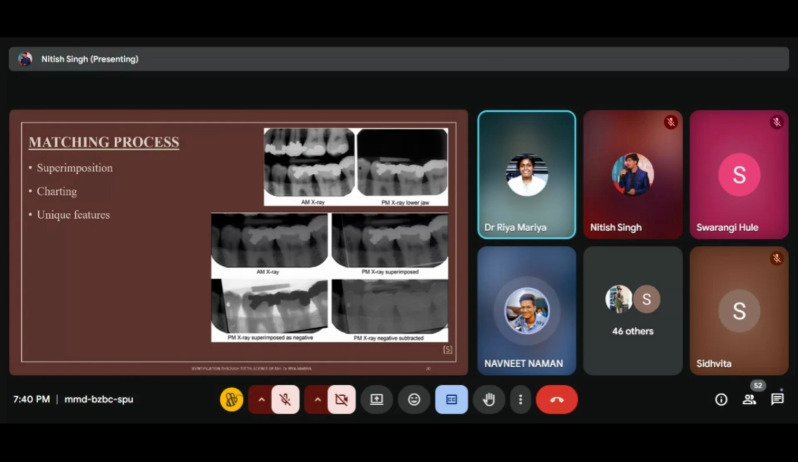Navneet. Yes, ma'am. Okay, that is how the matching is done. Side by side comparison is also done. It's easy, but if we need to confirm it, then this superimposition is the best part.